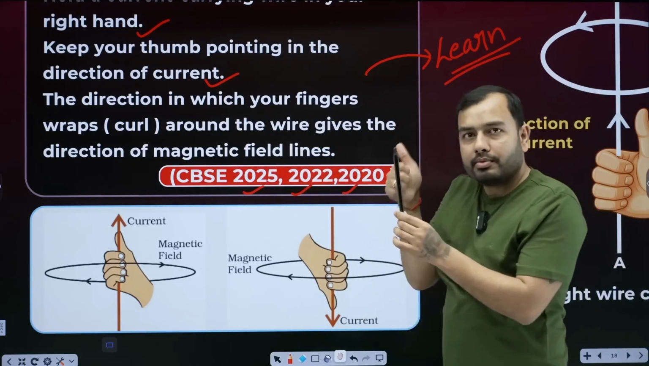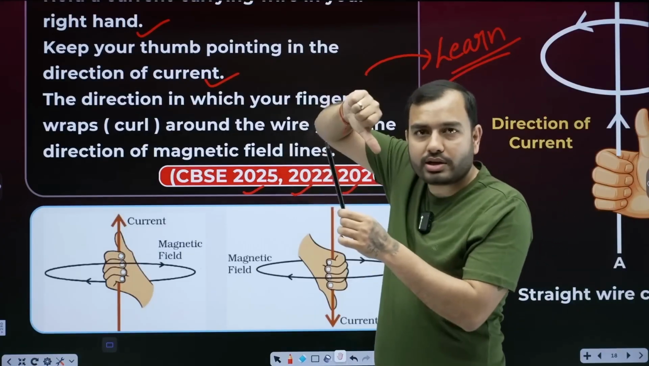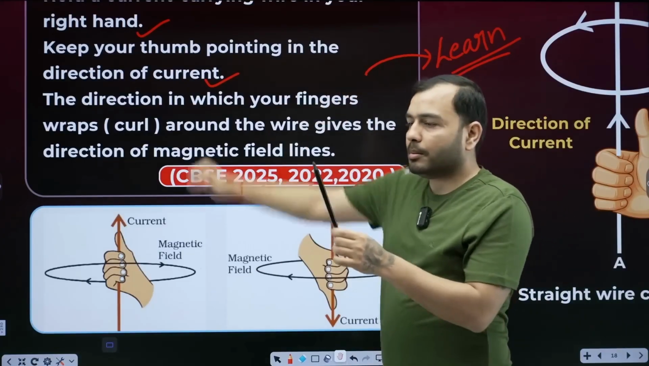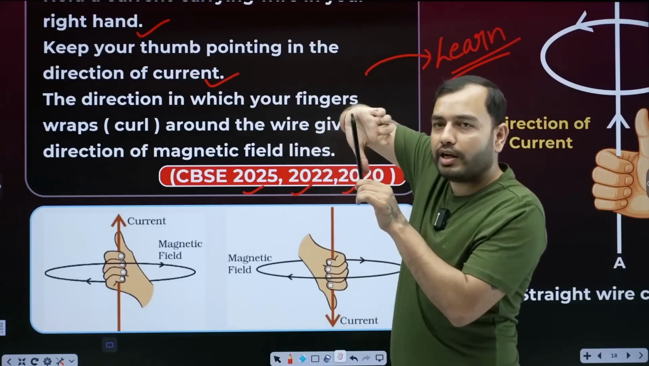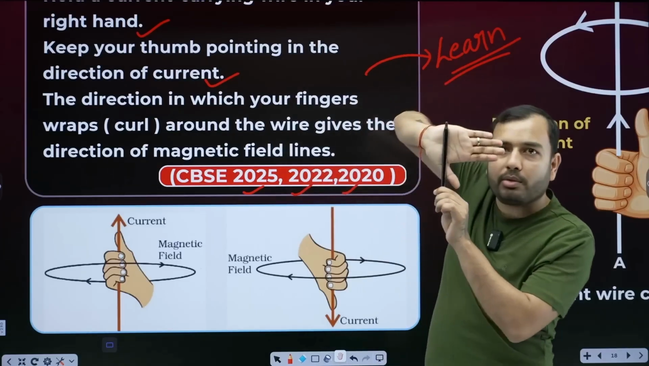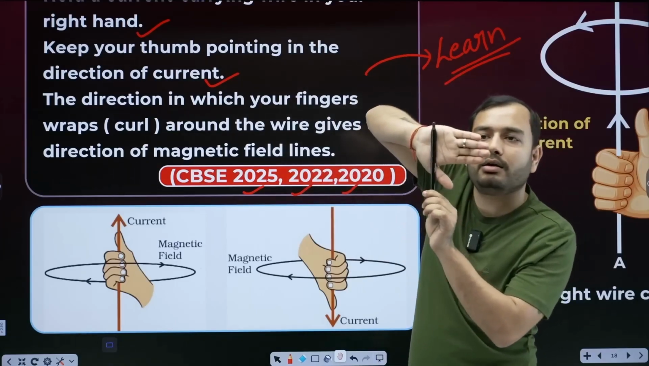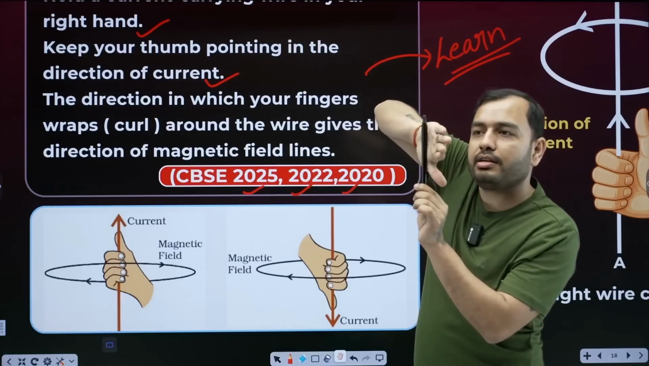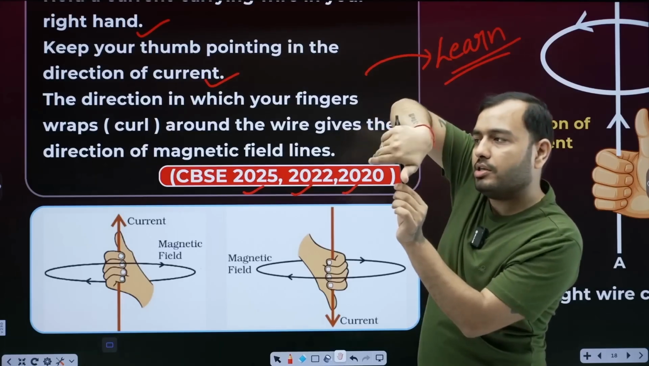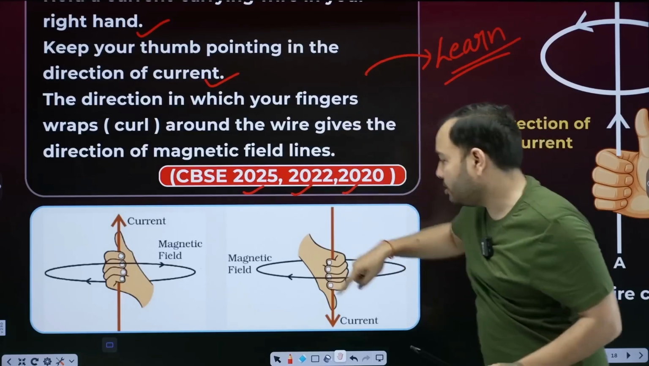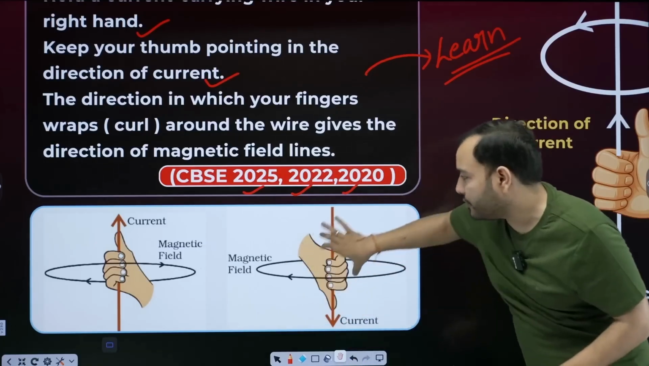Look here, current is going downwards. What to do now? The thumb stays up? The thumb can also go down. Put the thumb down in the direction of the current and curl the fingers. Now look, the magnetic field outside on this side is to the right, here towards the back, here towards me, and like this, and this. It is a circular magnetic field.